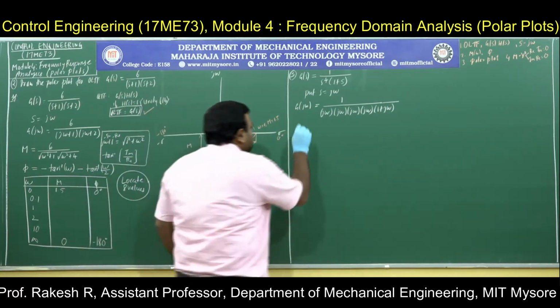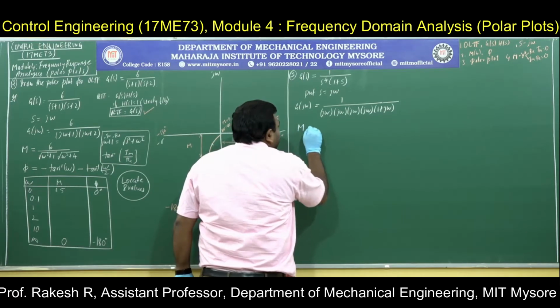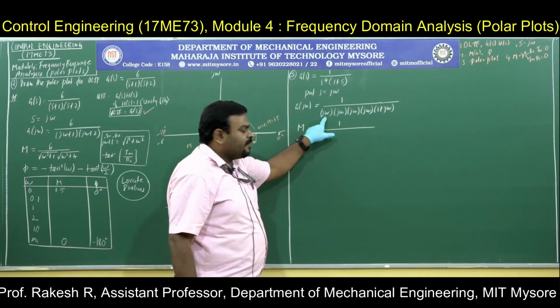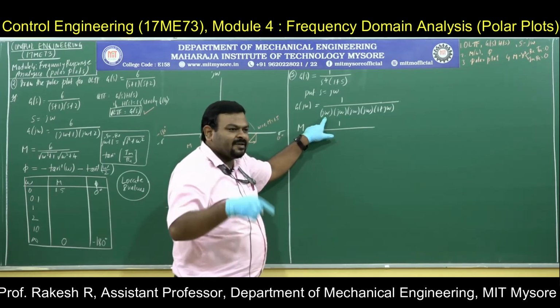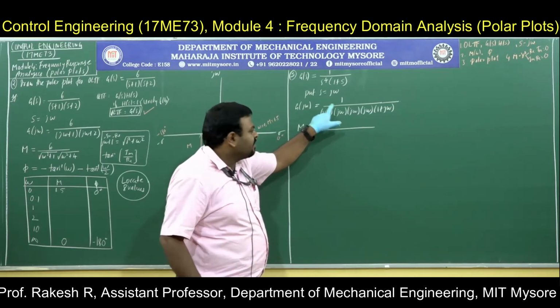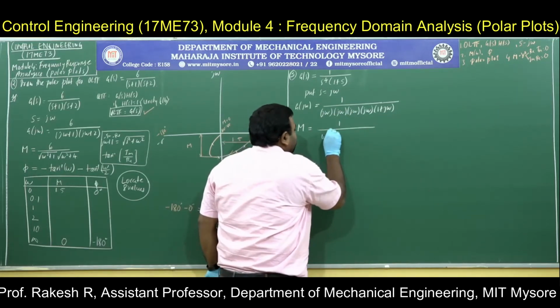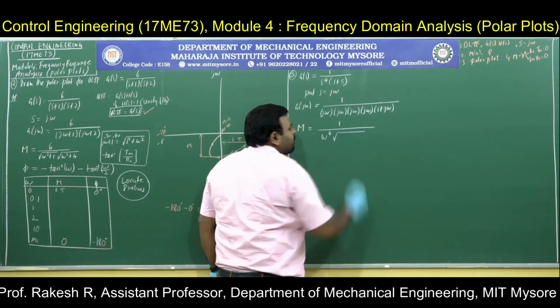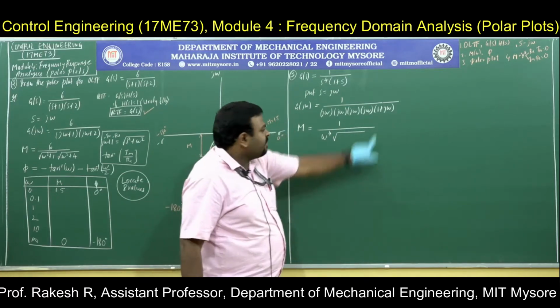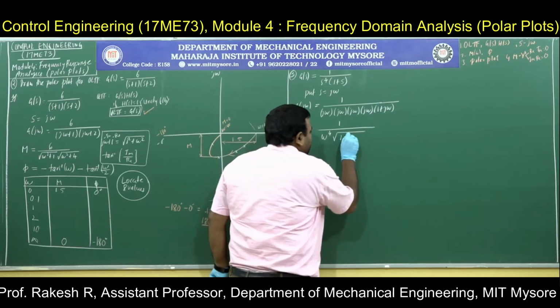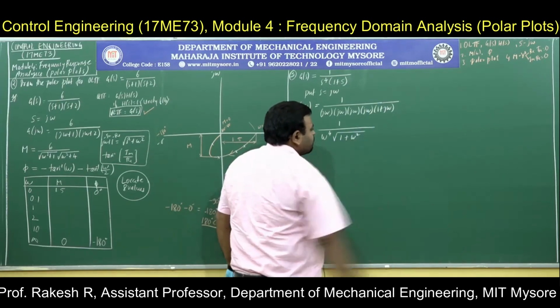As usual, calculate the magnitude. What is the magnitude? Magnitude for the numerator is 1. Denominator, omega square with root, omega square with root cancels, you will get omega, again omega, omega, omega. So totally you will get omega to the power of 4 into square root of real part square, 1 square, plus imaginary part square, omega square. So 1 plus omega square.